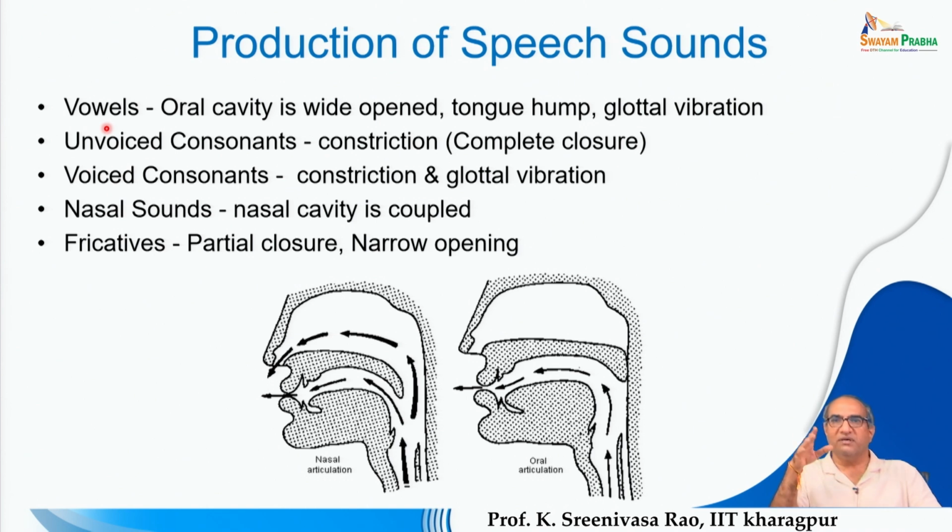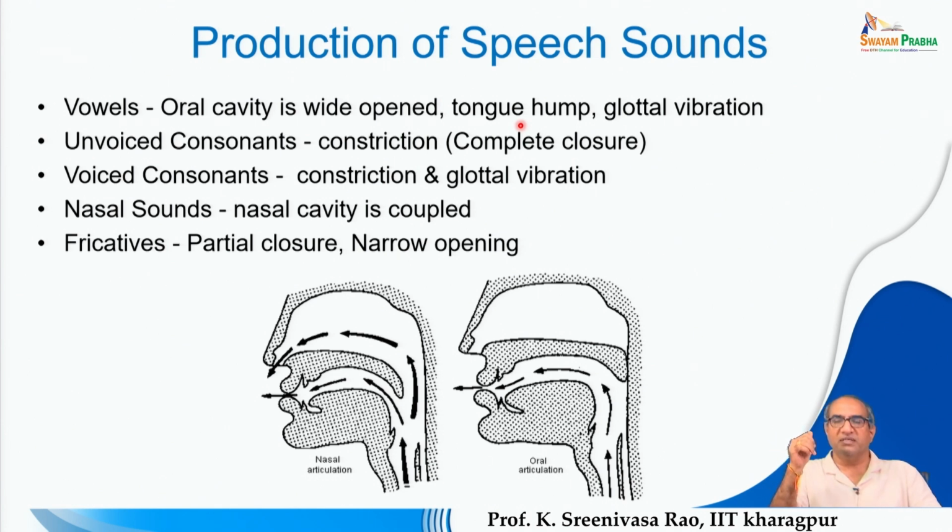The difference between the various vowels is due to the change in the vocal tract system, or the change in the shape of the resonator cavity, as we have mentioned. So the vowels are produced when the oral cavity is widely open, with a tongue hump and a glottal vibration. Glottal vibration is nothing but vocal folds vibration, and by varying the position of the tongue hump, different sounds are produced.